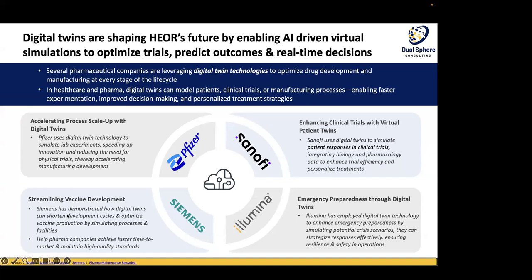Siemens is streamlining vaccine development. How? Siemens has demonstrated how digital twins can shorten development cycles and optimize vaccine production by simulating processes and facilities, helping pharma companies achieve faster time to market while maintaining high quality standards. Illumina has employed digital twin technology to enhance emergency preparedness by simulating potential crisis scenarios. They can strategize responses effectively, ensuring resilience and safety in operations.